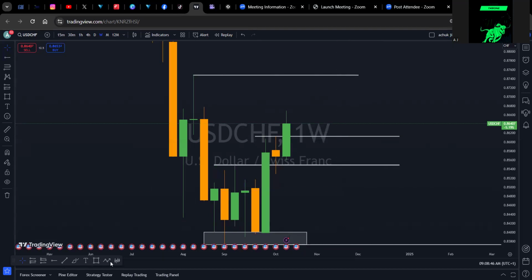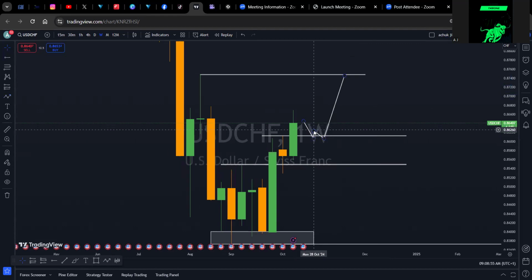So what we could expect for short-term trading may be a pullback into this area. If we get a confirmation into this area, then we can buy upward. Okay, so this is the next area we're going to be working with.